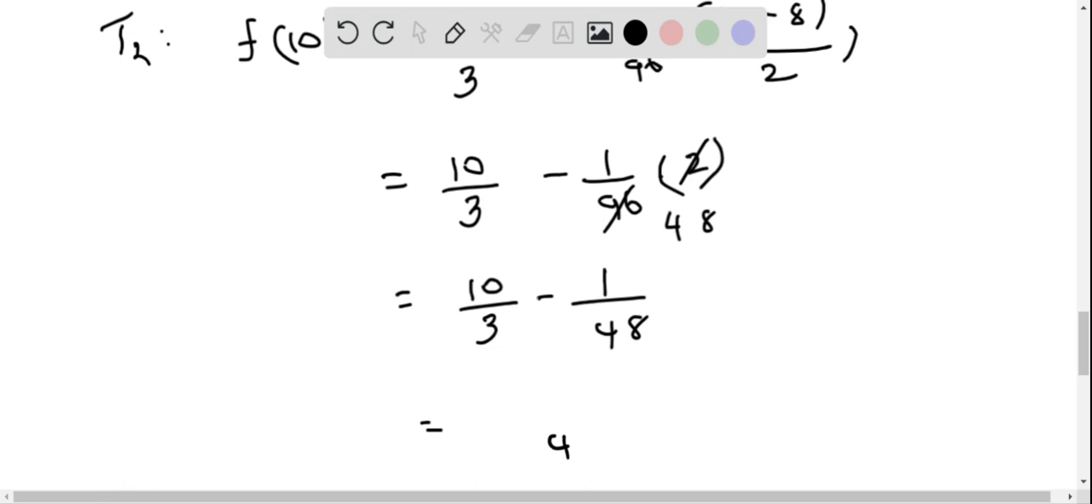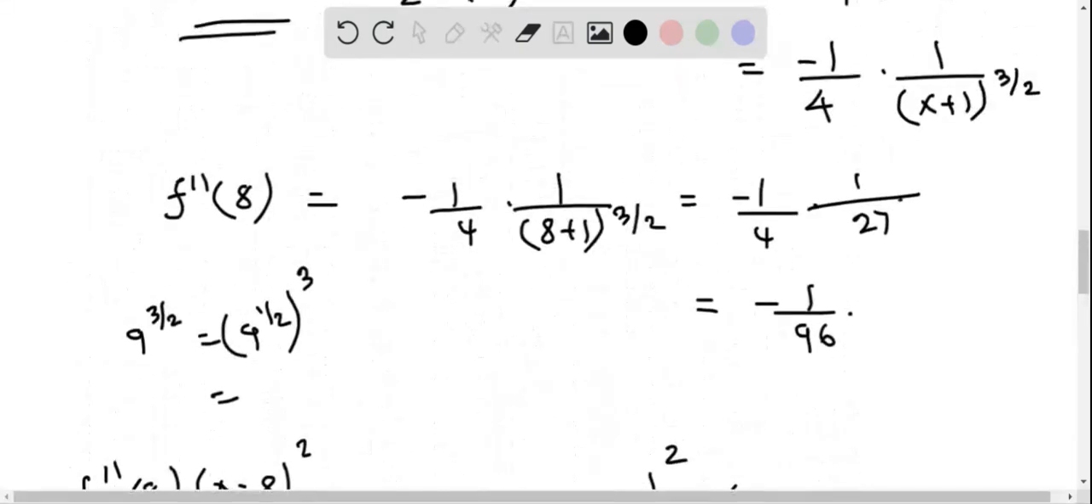So this comes out to be 48. 160 minus 1, which is 179. I'm sorry, 159. This is coming as 159 by 49. I'm sorry, I think I could have made a mistake over here. So let's go back and check.